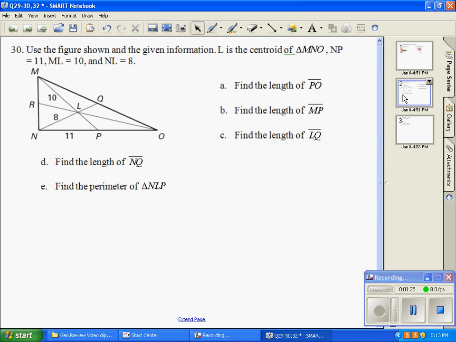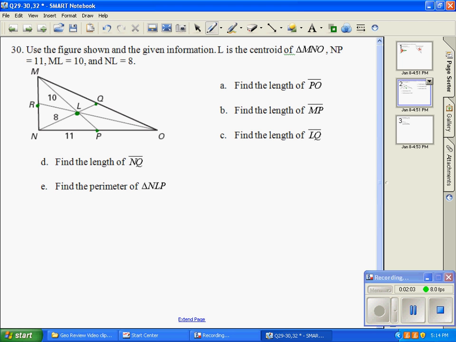Okay, use the figure shown and the given information. L is the centroid of M and O, NP equals 11, ML equals 10, and NL equals 8. So those lengths are marked in the diagram. So with the centroid, we know that the centroid is the point of intersection, and it cuts a median into two pieces, and one piece is 2/3 of the full length, and the other piece is 1/3 of the full length. Also, we know that these medians hit the sides of the triangles right at the midpoint.